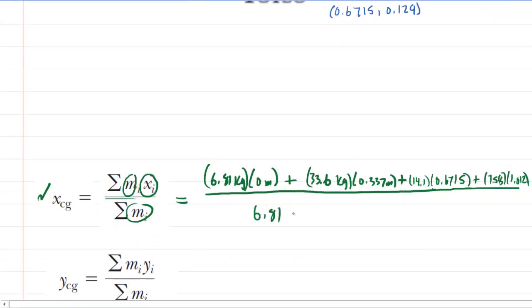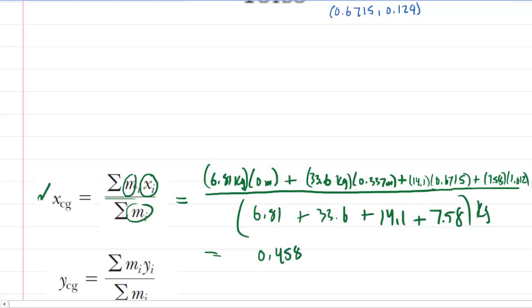And then below that, you're just going to divide by the total mass. So it'll be 6.81 kilograms plus 33.6 plus 14.1 plus 7.58. Those are all in kilograms. And then when you punch this into your calculator, you should end up with 0.458. And that will come out in meters. So that's the correct answer for the x-coordinate of the center of mass.